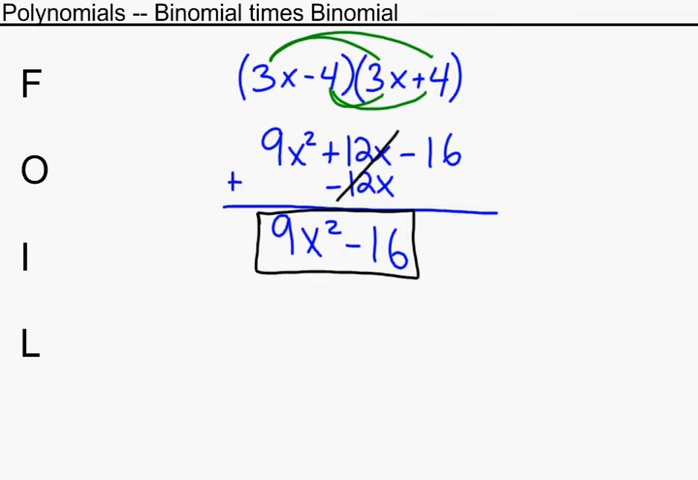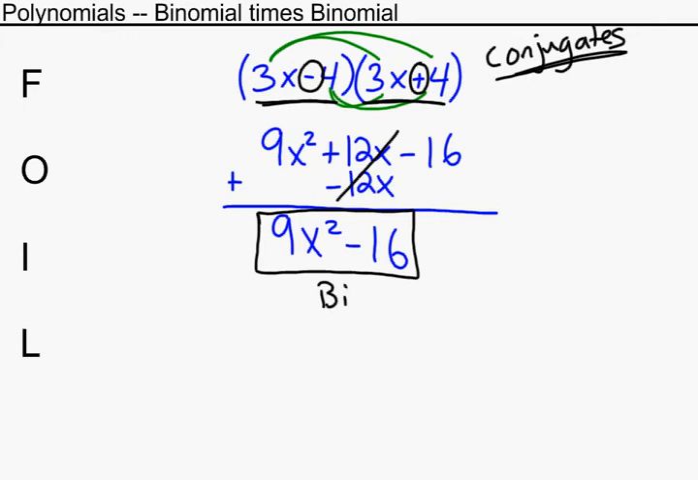And if you look up here at my original binomials, there's something really odd about them. They're exactly the same except for the middle sign. We call a pair of binomials like that conjugates. So that is what's called a pair of conjugates. And anytime I FOIL out a pair of conjugates, I get a binomial. That's the only way I can FOIL out any sort of binomials and get a binomial as my answer. That's going to be a very important concept once we get to factoring.